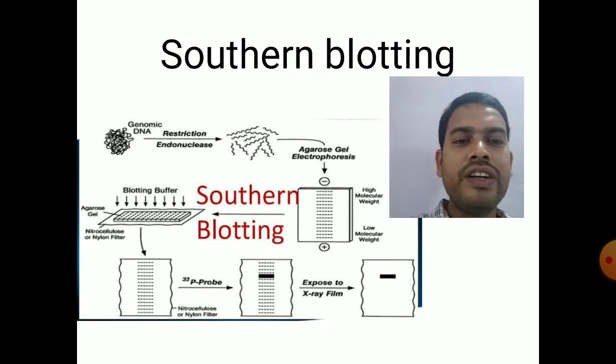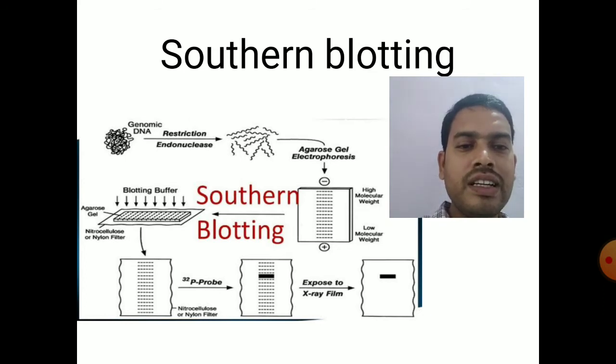During autoradiography, the bands which are present, or the DNA of interest, can be viewed clearly on the X-ray film. So this is called the Southern blotting technique, where the DNA of interest can be viewed or obtained later, which can be used for the sequencing of DNA. So this is Southern blotting.